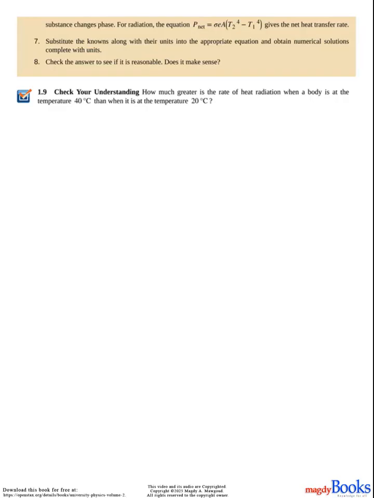1.9 Check your understanding. How much greater is the rate of heat radiation when a body is at the temperature 40 degrees Celsius than when it is at the temperature 20 degrees Celsius?